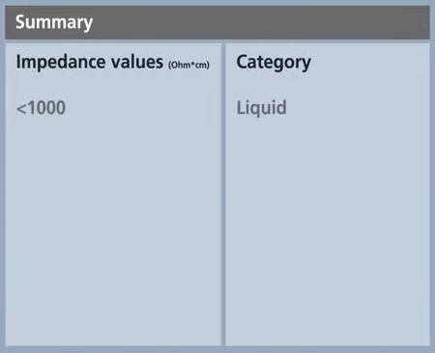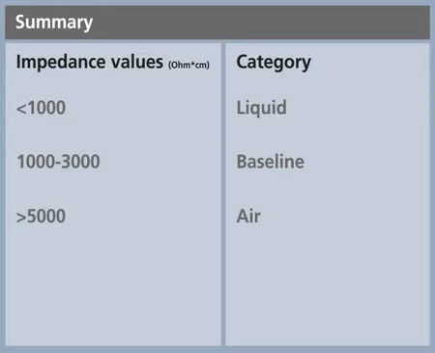An impedance value below 1000 is liquid. Between 1000 and 3000, it is a baseline value, and above 5000 is air. These are estimations.